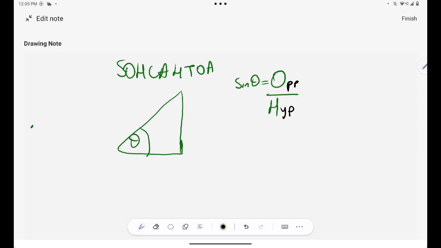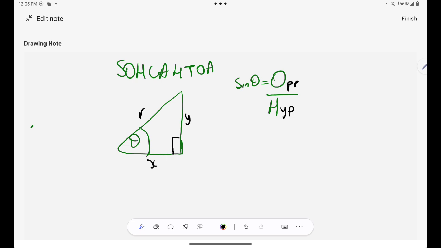Which side is opposite to the angle of theta? We have a right angle triangle, right? This will be the opposite. We'll call our opposite y, and the side which is adjacent to theta, we'll call it x. This, the longest side of the triangle, is called the hypotenuse. Let's call it r. The hypotenuse is always opposite the 90 degrees angle.